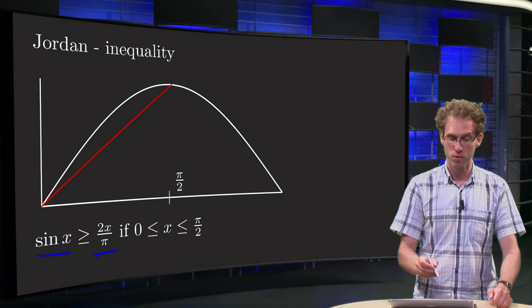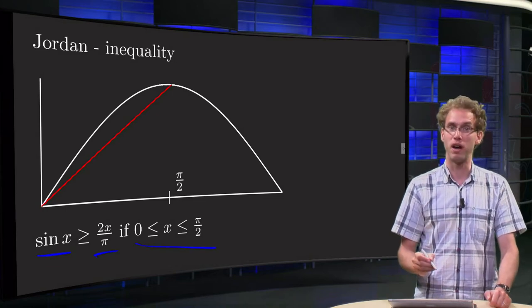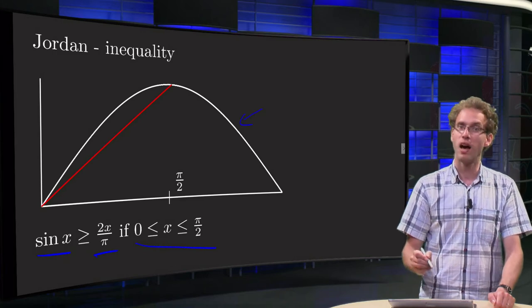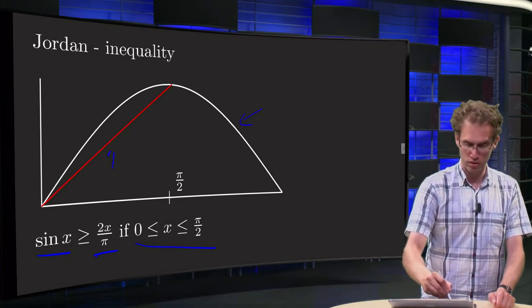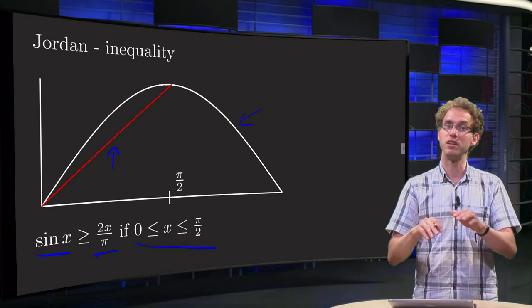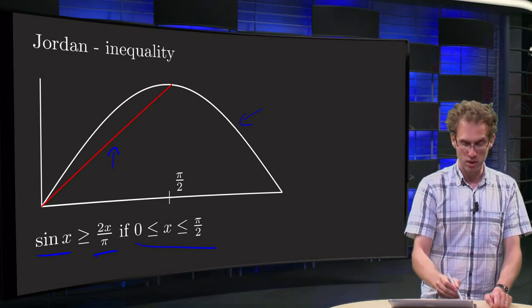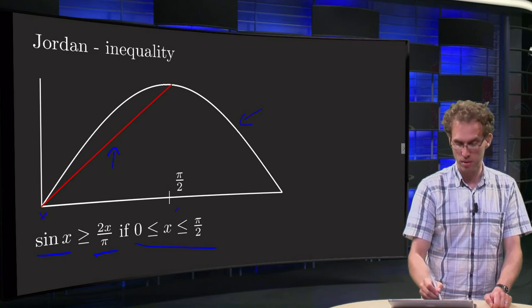Why is that true? For x between 0 and pi over 2, well, we have the graph of sine of x over here and the graph of 2x over pi over here. And we see that the graph of the sine is above the graph of 2x over pi as long as x is between 0 and pi over 2.